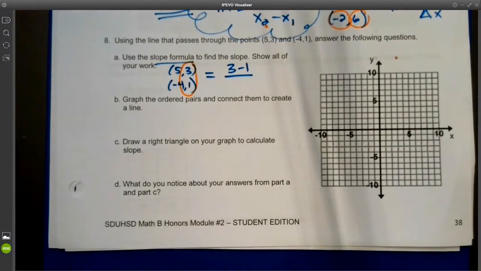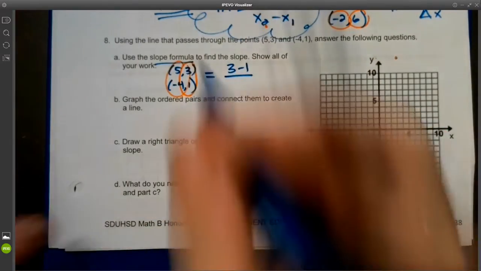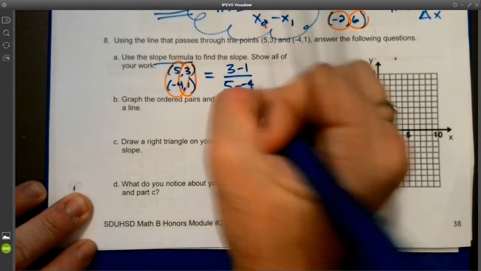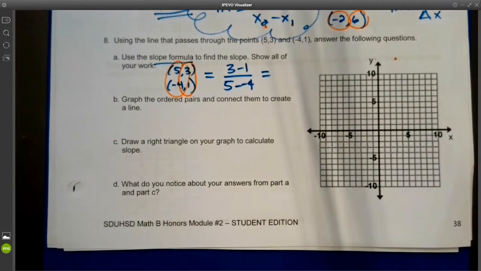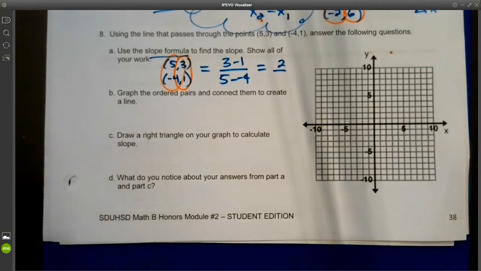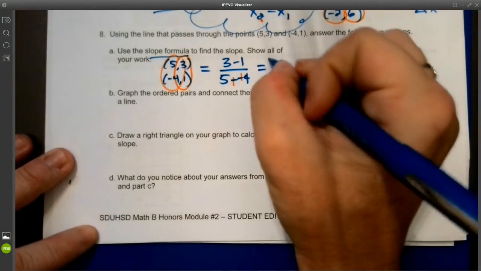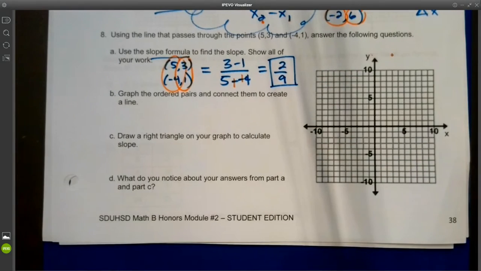And what goes on the bottom? I'm going to subtract the x values. So that's going to be 5 minus negative 4. Okay, and then I'm going to clean it up. So 3 minus negative 1 is 4, and 5 minus negative 4 after you use the definition of subtraction is a 9. So I was able to find the slope without having to graph.